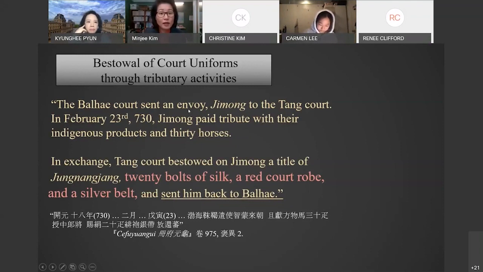The Balhae court sent an envoy, Jimong. Jimong is the name of the envoy, to the Tang court, Chinese court. In 730, Jimong paid tribute with their indigenous products and 30 horses. In exchange, Tang court bestowed on Jimong an official title, and 20 bolts of silk, a red court robe, and silver belt. So when periphery countries' emissaries pay tribute to the Tang court, they usually bring their local products and present a gift, and then Tang court also bestowed their court uniform and always dress-related materials. So that's how the fashion transmitted to other countries.